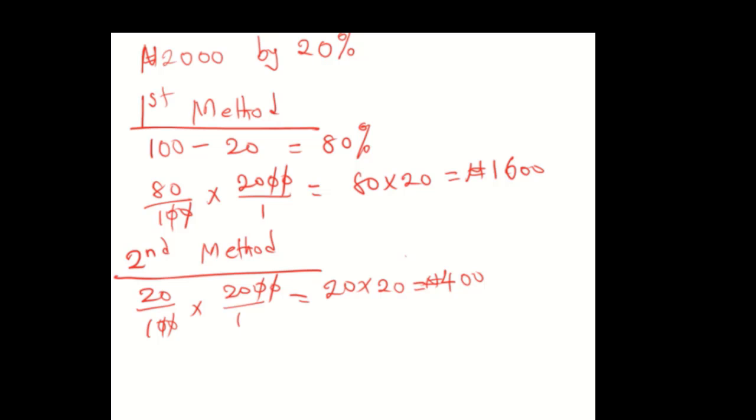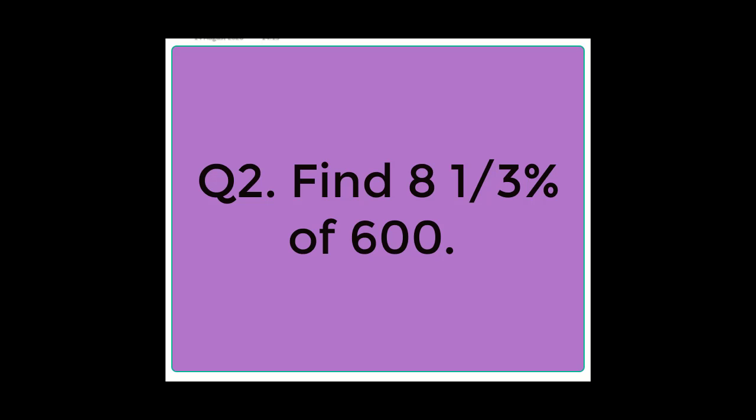So for you to decrease 2000 by 20%, you come back again and do 2000 minus 400, which is equal to 1600. So this is the second method on how to actually decrease by a percentage.